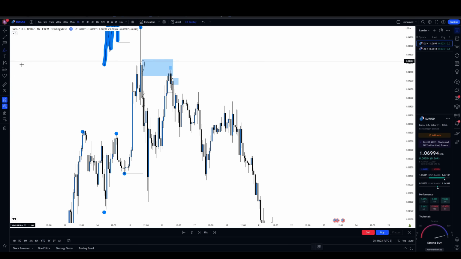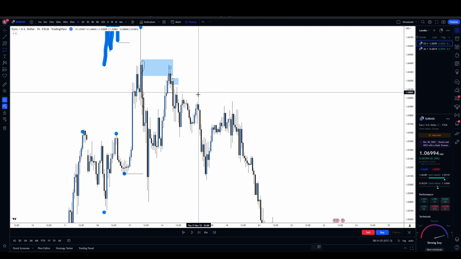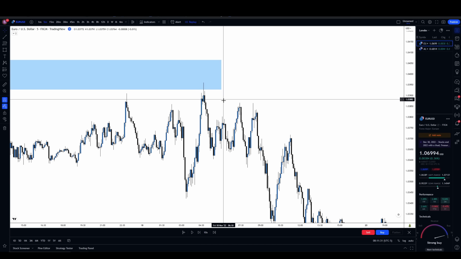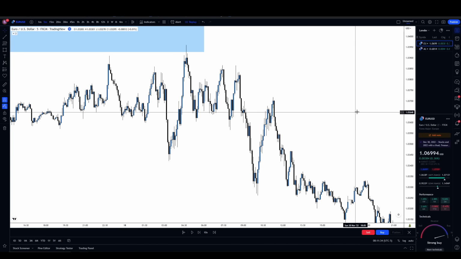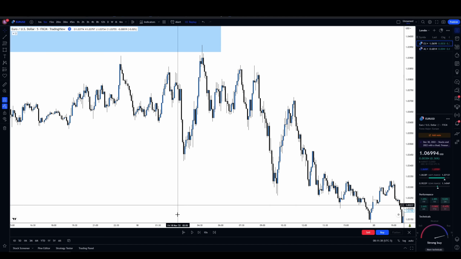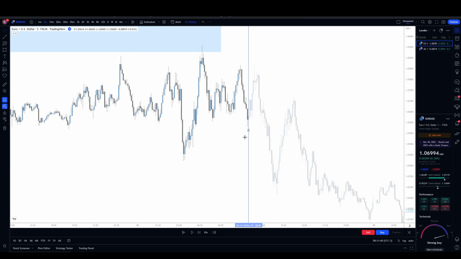So we can see that there is another supply zone right over here, and the market reaches that point. Let's see how we could have incorporated the sniper entry model to actually catch a sniper entry. In this case, let's take a look if there are any opportunities. Yep, found one right over here. Look how beautiful this one is.